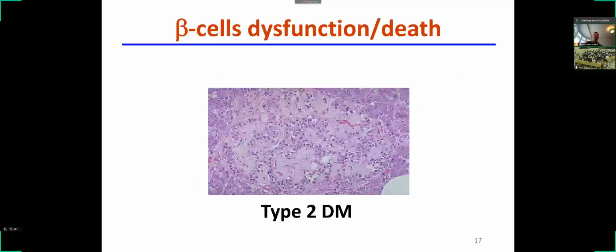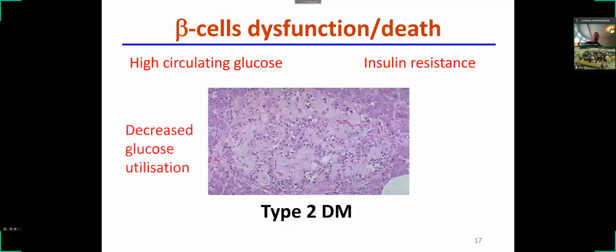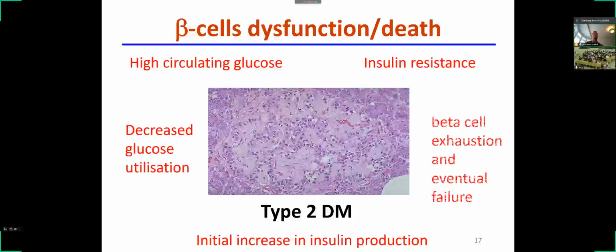In the case of type 2 diabetes, you've got insulin resistance. So all of those things start to go in reverse. Now you've got high circulating glucose, and you now find decreased use of the glucose. This leads to an initial increase in insulin production because the beta cells are trying to respond. And then eventually, what is called beta cell exhaustion and eventual failure.